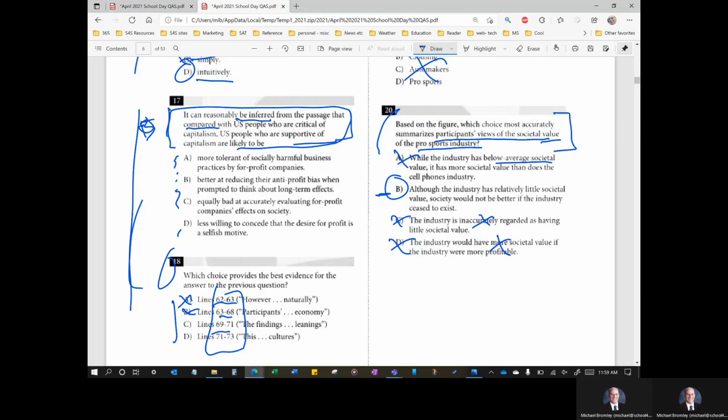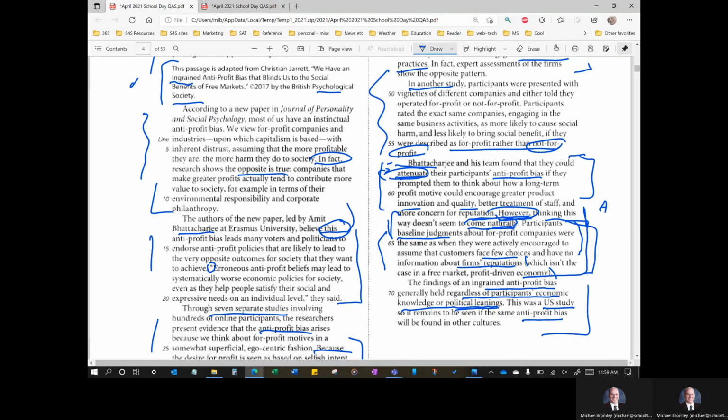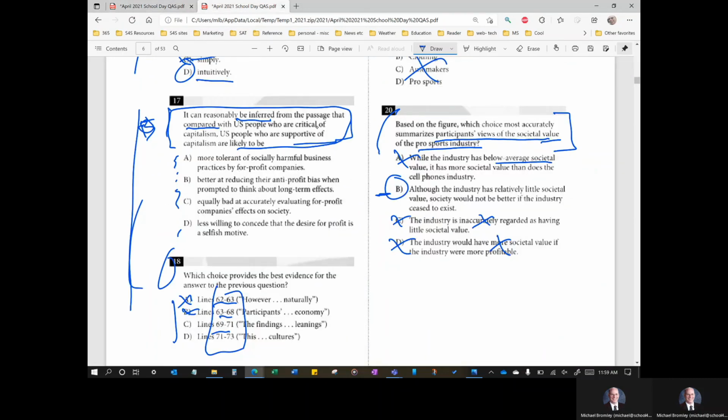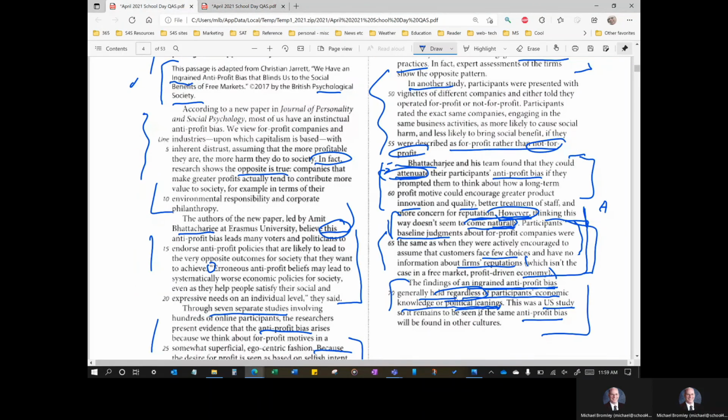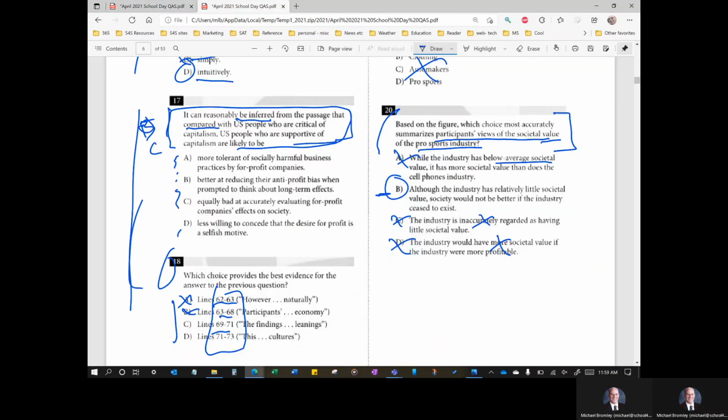Findings and leanings, 69 to 71. Let's see what this one does, 69 to 71. The findings of ingrained profit bias generally held regardless of participants. All right, so this one tells me that the ingrained anti-profit bias generally held regardless, so keyword there, that definitely answers the question here, because regardless of people, what does it say? Whether they had economic knowledge or political leanings. That doesn't tell me if they're pro or anti-profit or anti-capitalist, but let's just put C here and see if it addresses.